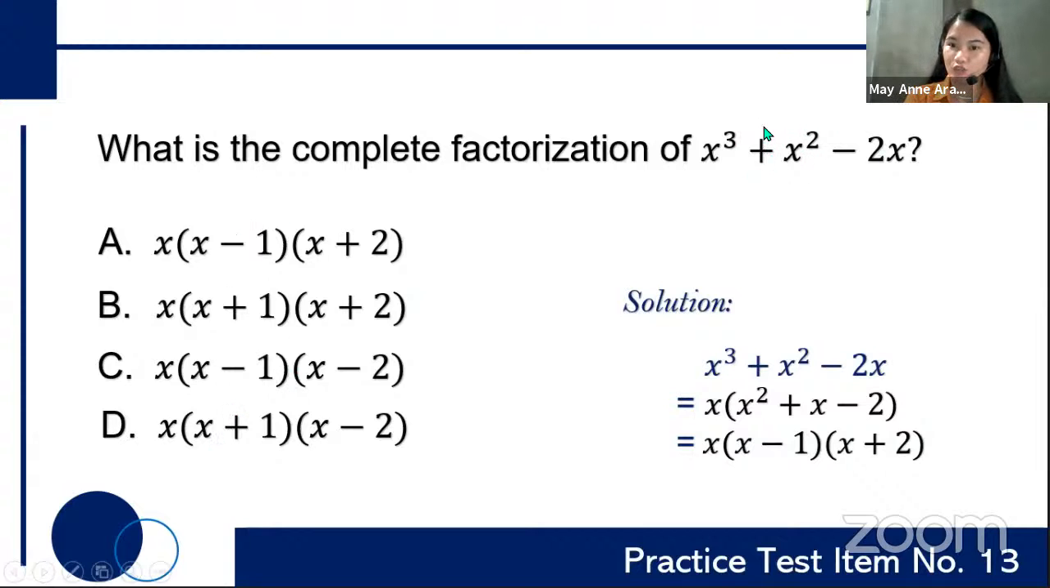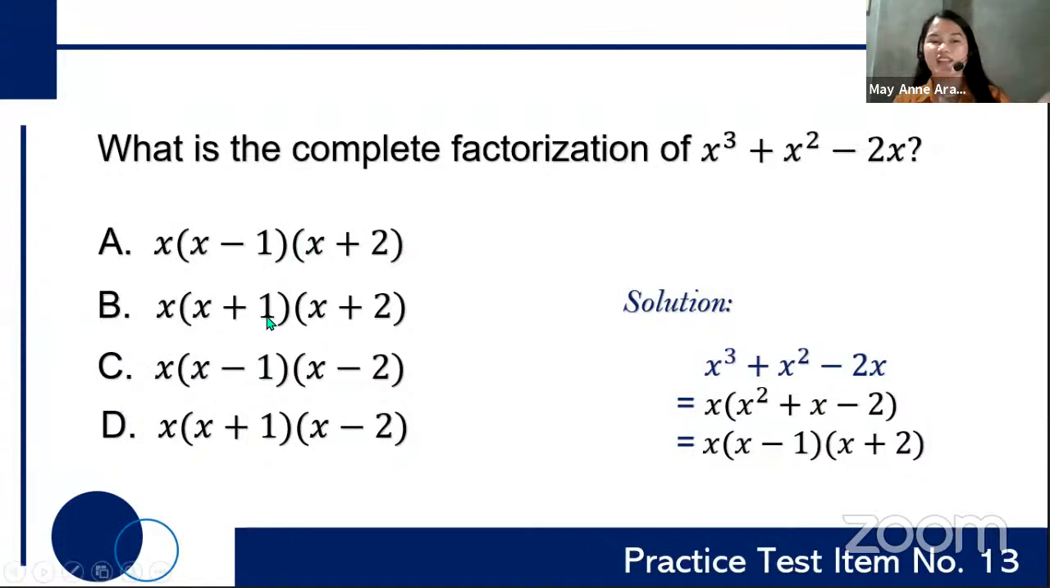But here, tingnan nyo yung sign ng middle term. Plus. Diba plus? So, nasaan dapat yung positive sign? Nandun sa higher value. Alin dyan yung mas mataas? Di ba yung 2? So, alin ang sagot? Letter A. Kahit hindi nyo siya i-factor talaga, titingnan nyo lamang yung options. Nakuha ba yung process? Basta ito negative, dapat magkaiba yung sign ng bawat factor.